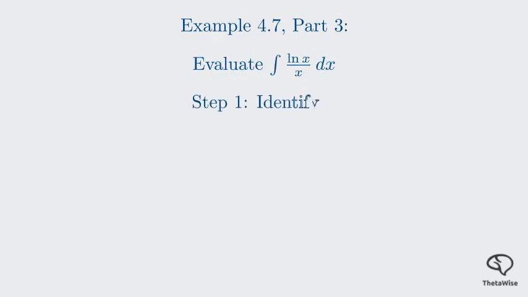We need to evaluate the integral of the natural log of x divided by x dx. Step 1. Identify u. Here we see a function ln x and its derivative, which is 1 over x. This is a perfect setup for substitution. So we set u equal to ln x. The derivative of u with respect to x is 1 over x. Rearranging, we get dx equals x du.